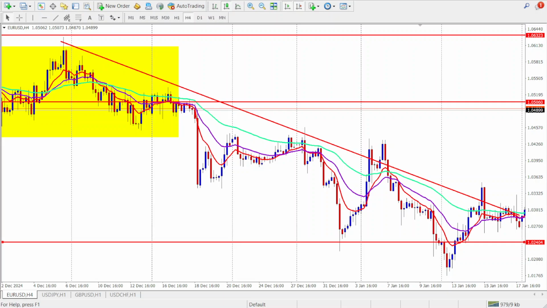All right, so that is it, traders. Now you know how to use multiple moving averages to identify trends, time your entries, and avoid false signals.